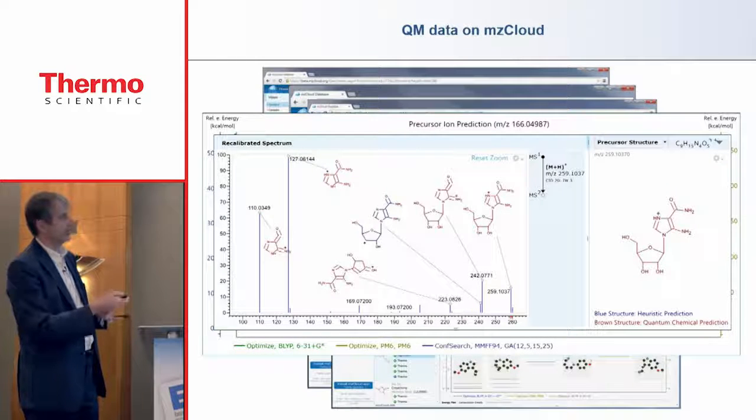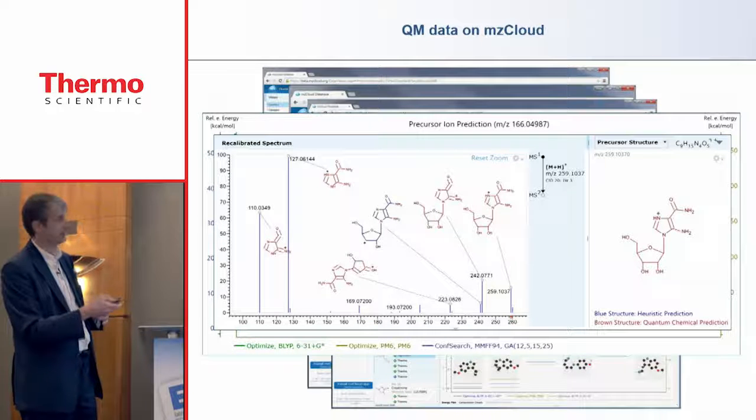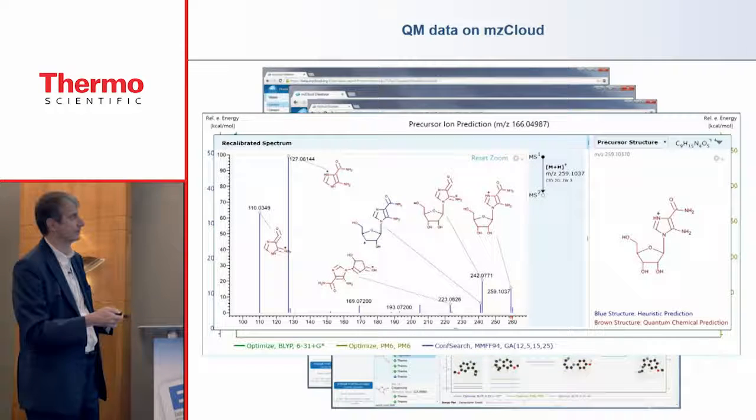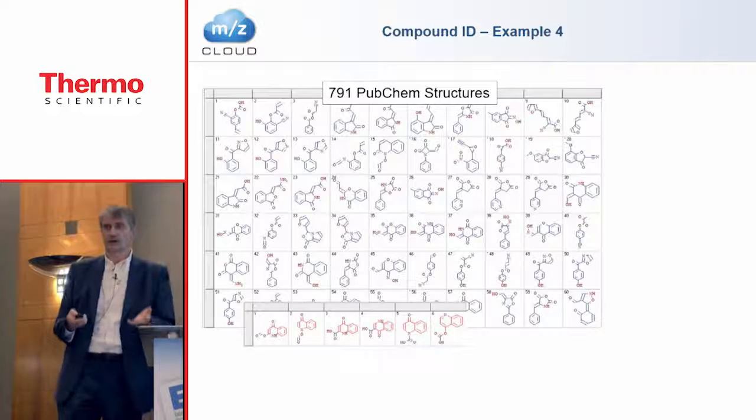Red are our quantum chemically calculated fragments, and blue are heuristically calculated fragments. Those heuristics wait to be calculated quantum chemically. Why do we need those high quality fragments?